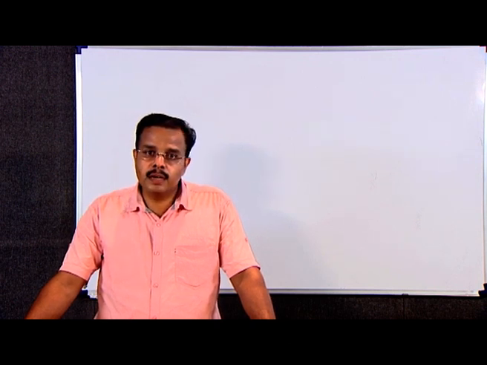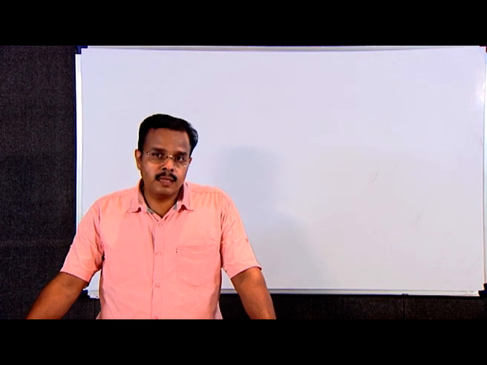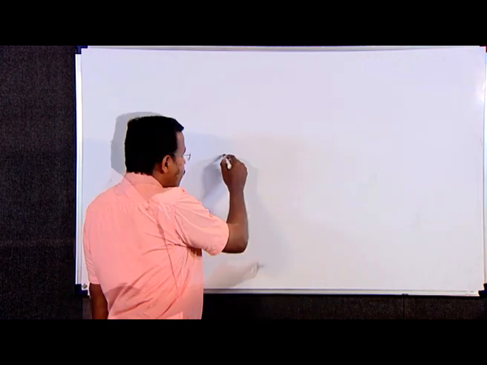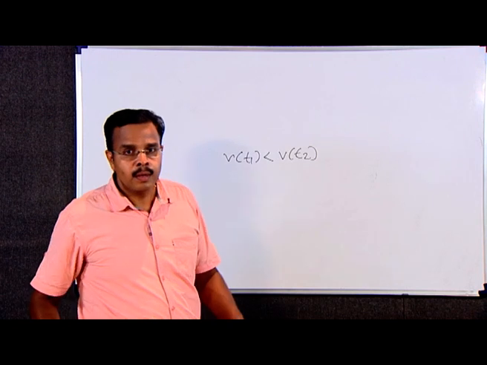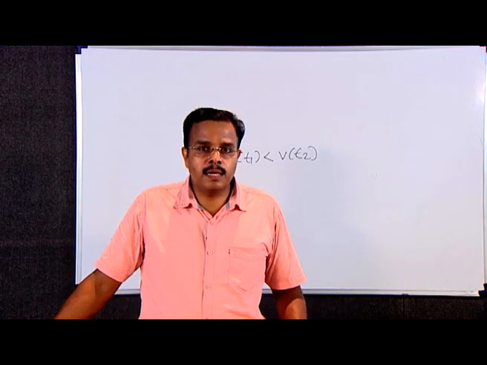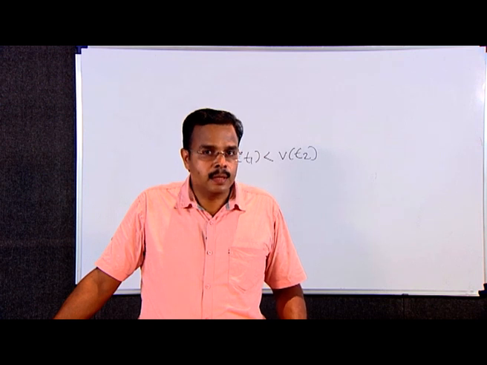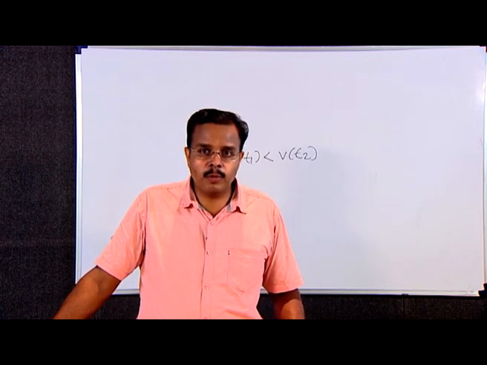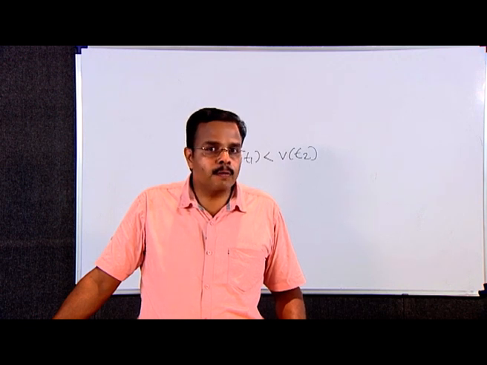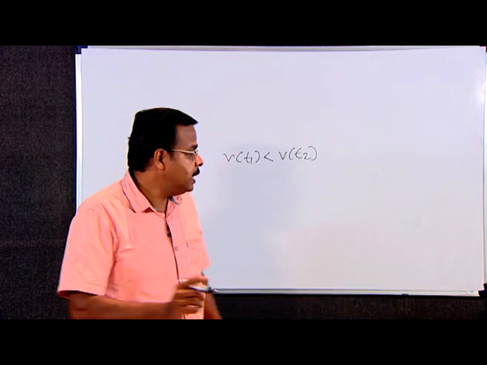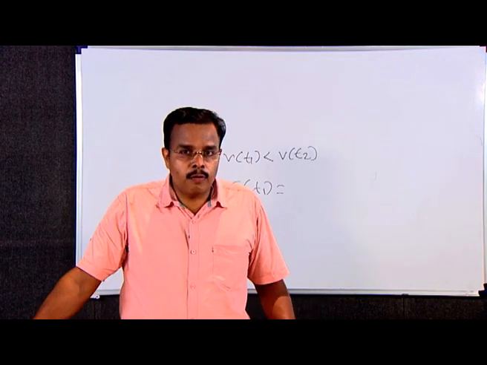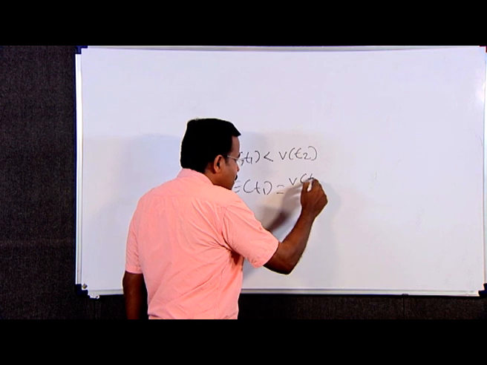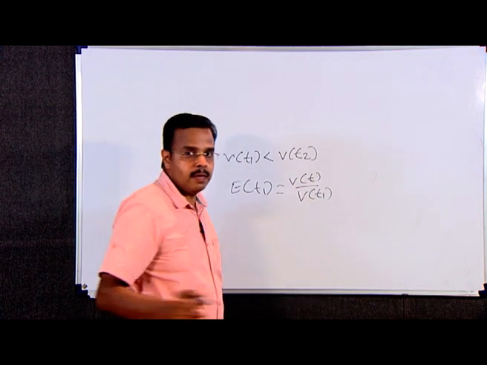The estimator T1 is said to be more efficient than T2 if variance of T1 is less than variance of T2. Let T be the most efficient unbiased estimator for the parameter theta, that is, the unbiased estimator with the minimum possible variance. Then the efficiency of any other unbiased estimator T1 of theta is defined as E of T1, that is equal to variance of T divided by variance of T1.